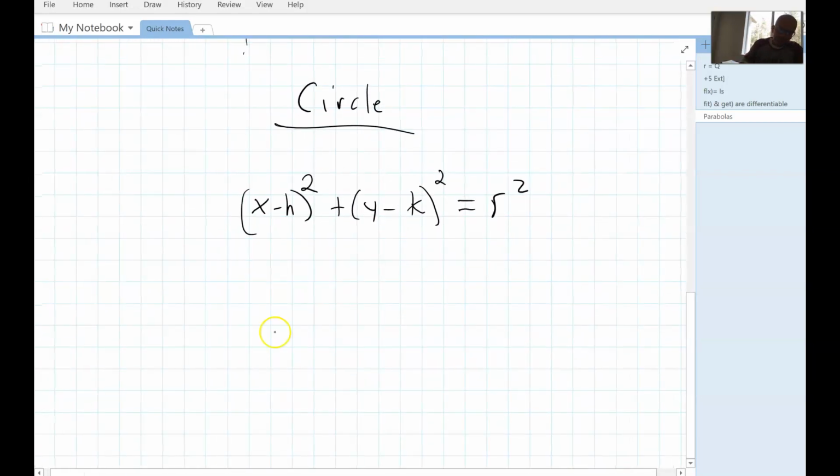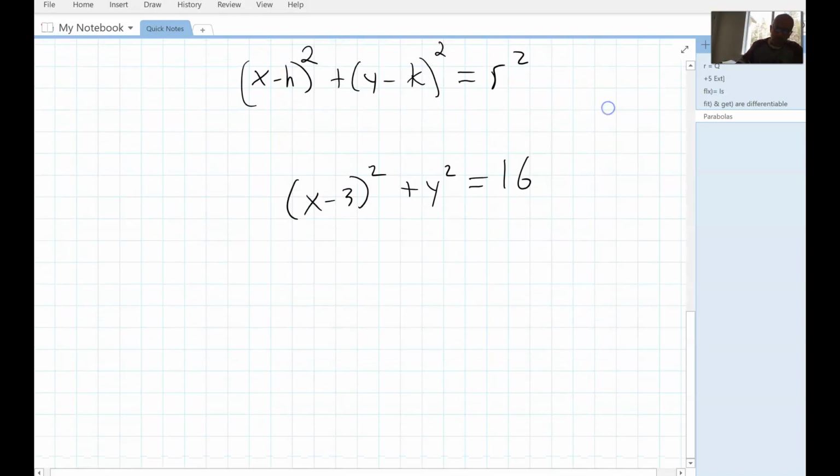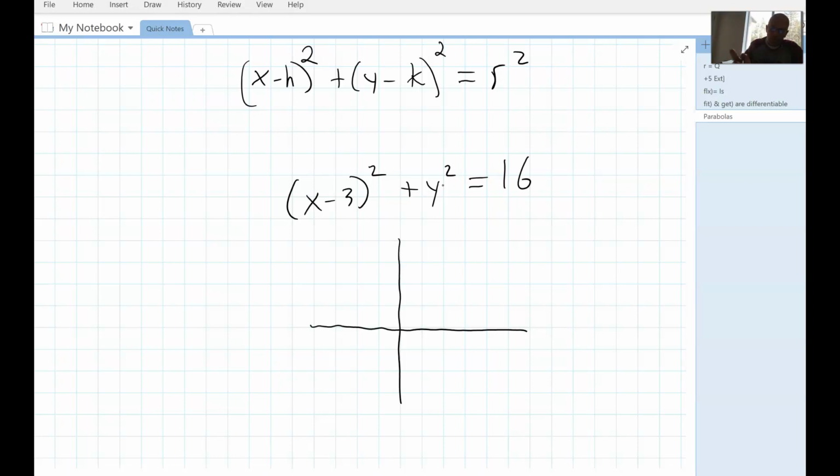So if I'm looking at an equation that's x minus 3 squared plus y squared equals 16, that tells me that if I wanted to graph that, it'd be really easy. I would just go, let's see, 1, 2, 3, and notice that there's no y. Essentially, you could think of this as y minus 0 squared. So the coordinates of the center would be 3, 0. So the center's right there. And since this is r squared, we know the radius of the circle is 4.